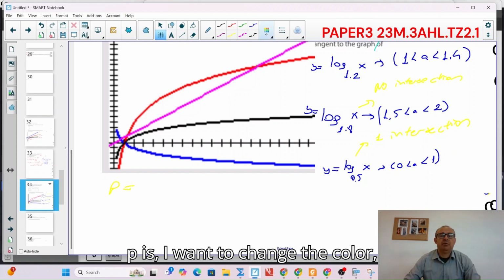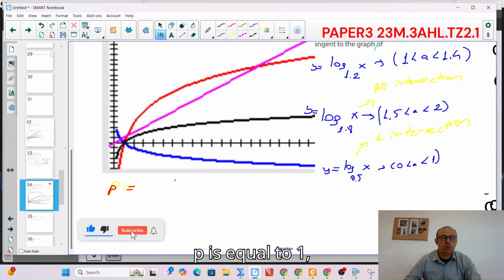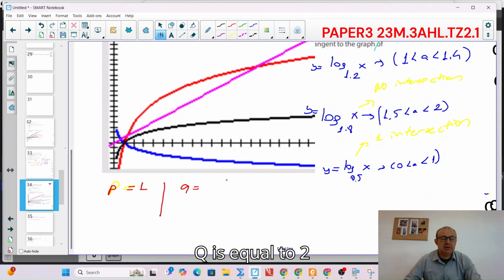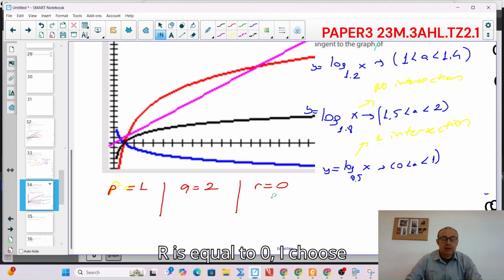P is, I want to change the color. P is equal to 1. Q is equal to 2. And R is equal to 0. For P equals 1, I choose a equals 1 over 2. For Q equals 2, I choose a equals 1 over 2. And for R equals 0, I choose a equals 1.8. And this is the answer.